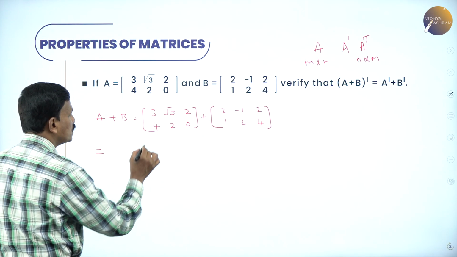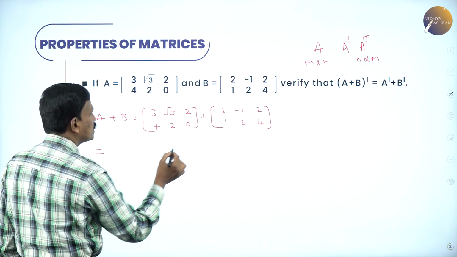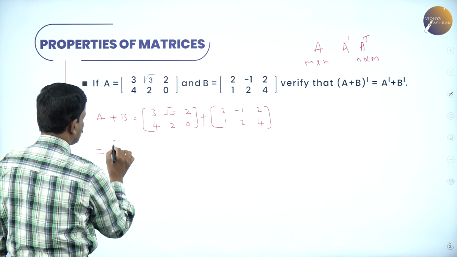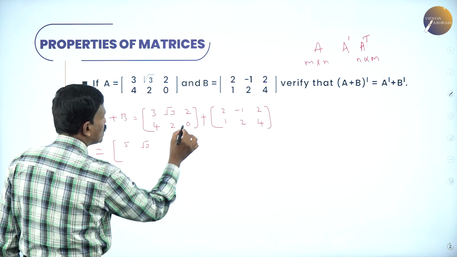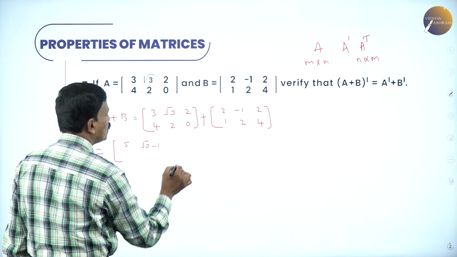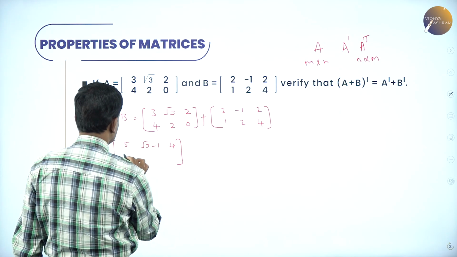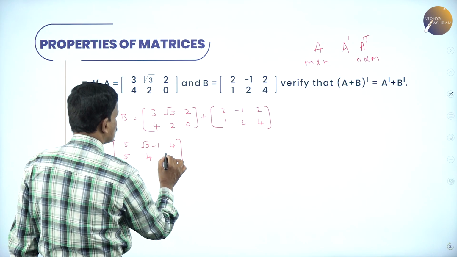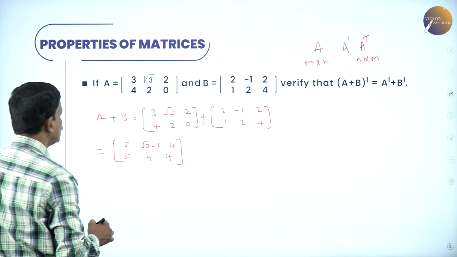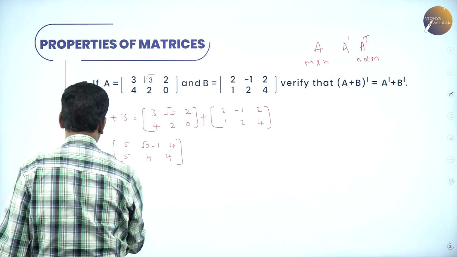So ordinary addition, first element with first element, second with second element, third element with third. So 3 plus 2 is equal to 5. Root 3 minus 1. 2 plus 2 is equal to 4. Now, 4 plus 1 is equal to 5 and 2 plus 2 is equal to 4, 0 plus 4 is equal to 4. This is A plus B. Now, what is required to find in the LHS? (A plus B) whole dash.